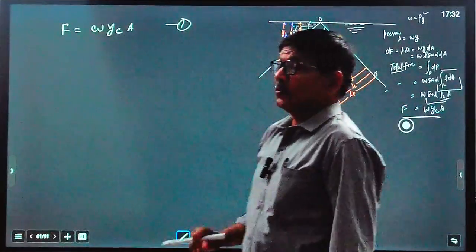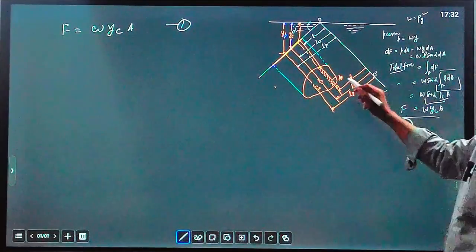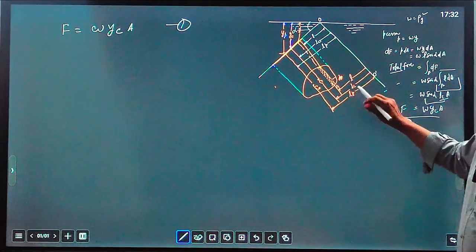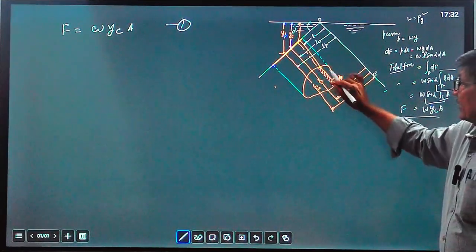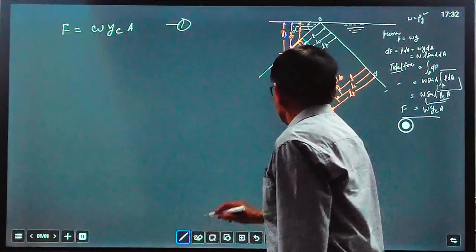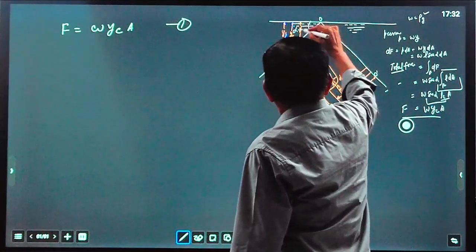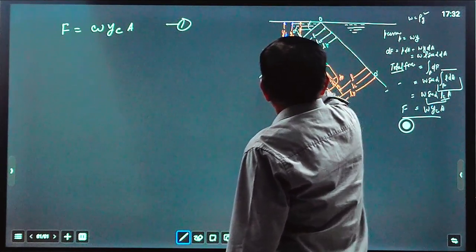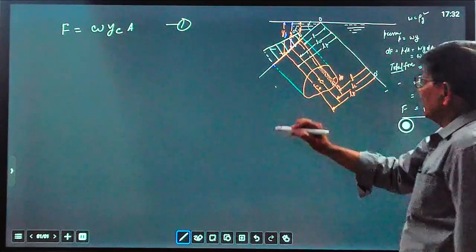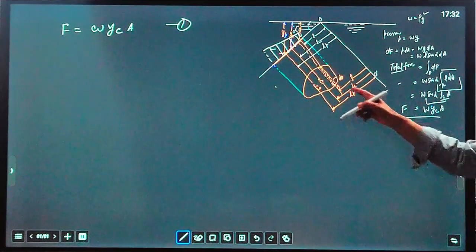But we know that this force is not acting at the center of area, because pressure is increasing. If you draw the diagram here, the pressure force is varying like this: here more pressure, here more pressure. So the center of pressure is not the center of area.